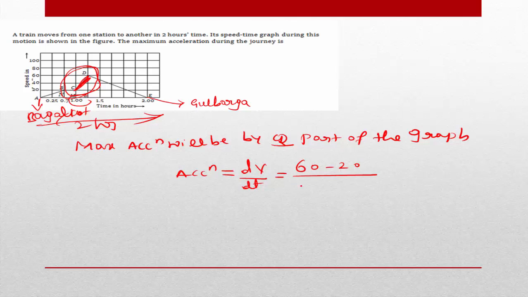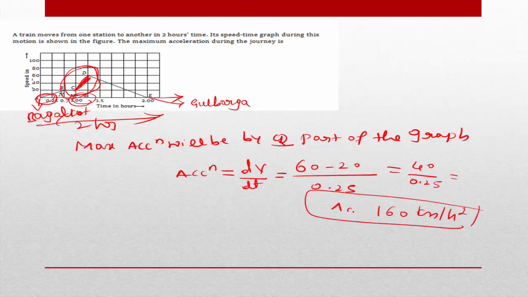For the C to D journey, the time is 0.25. Here 1 unit is equal to 0.25 along this x axis. 60 minus 20 is 40. 40 divided by 0.25, we get the answer 160. The units are kilometers per hour squared.